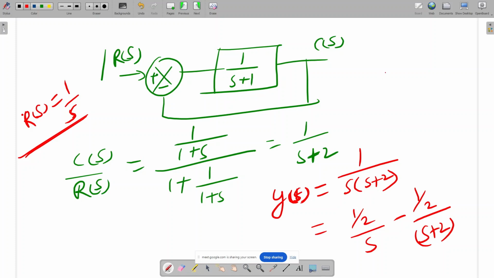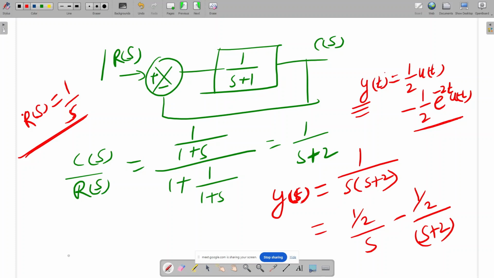So what will be y of t? Y of t is equal to 1 by 2 u of t minus 1 by 2 e to the power minus 2t u of t. So what will be the final value here, the steady state value?